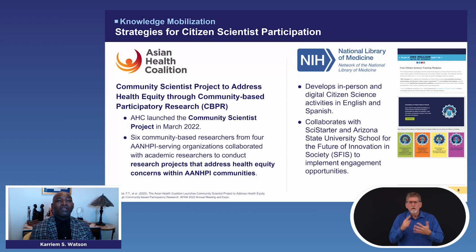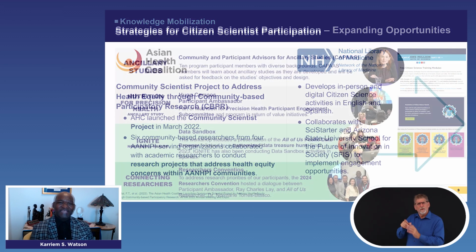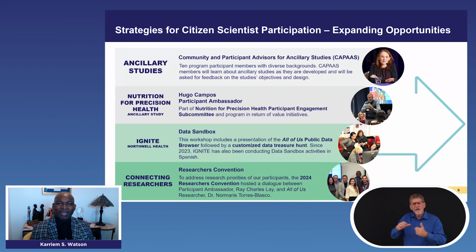And that is truly the heart of community and citizen scientist participation, making sure that the research that we are doing and conducting and prioritizing is research that the community has said is important to them. And we're thinking about additional opportunities and expanding opportunities. In our program, we have ancillary studies. These are ways that we can think about how to use our data set to ask additional questions. And we have a program where participants are actually advising on how we develop ancillary studies. We also have ancillary studies like Nutrition for Precision Health.